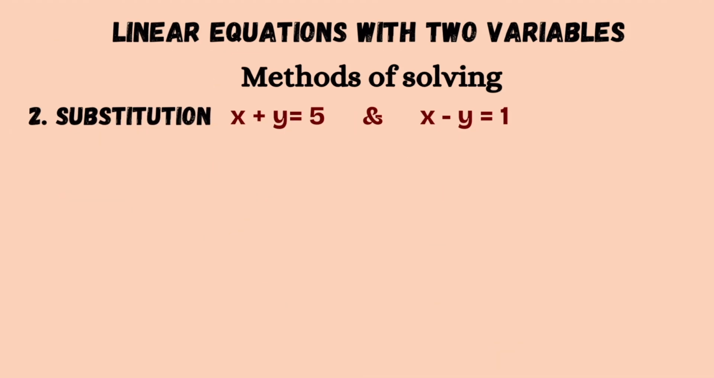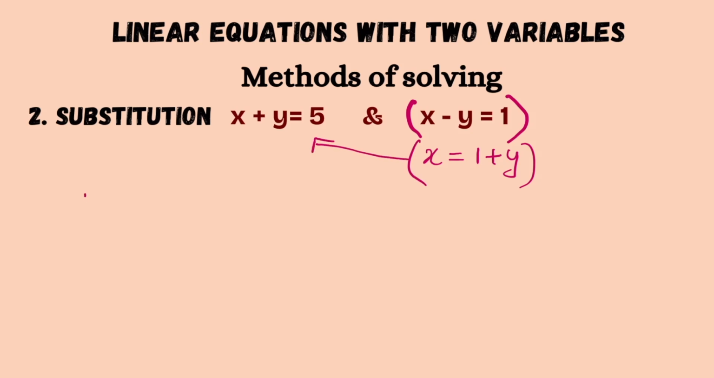Method number 2, substitution method. Think of this method like a spy operation. You take one variable, express it in terms of the other, and then you sneak it into the second equation. Sneaky but brilliant. Let's see our problem. x plus y equal to 5, x minus y equal to 1. From the second equation, isolate one variable, x equal to y plus 1. Then substitute this into the first equation.